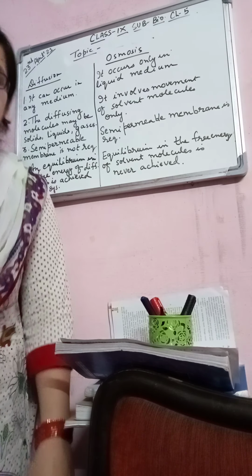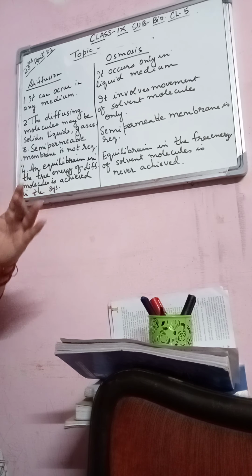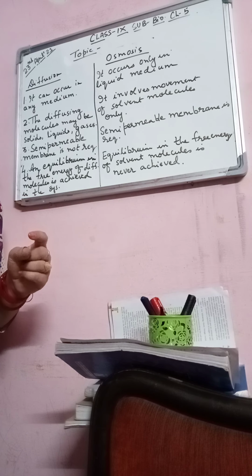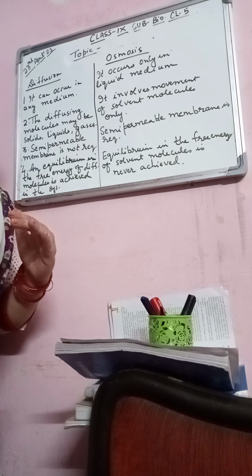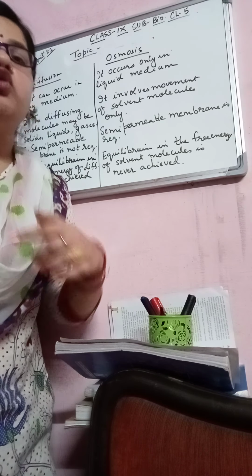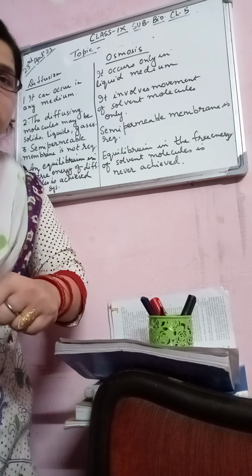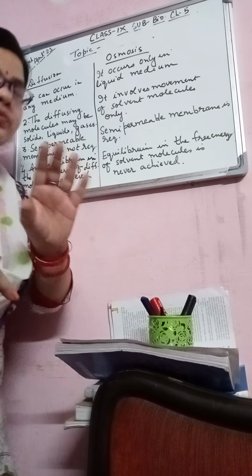Right, now I am going to tell you about the differences between diffusion and osmosis. As you know, diffusion means exchange of gas molecules occurs, right? And osmosis is the passage of water molecules from high concentration through a selectively permeable membrane to lower concentration. That is the osmosis process, right? Like raisins, the cell will gain water.